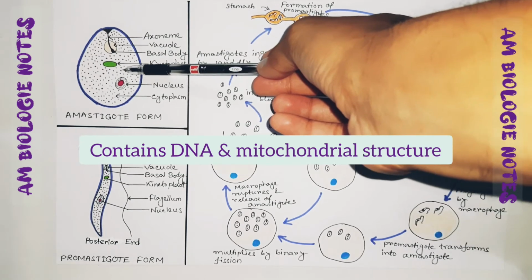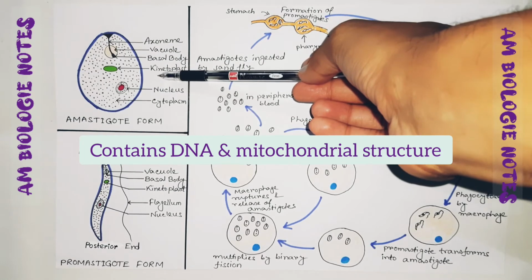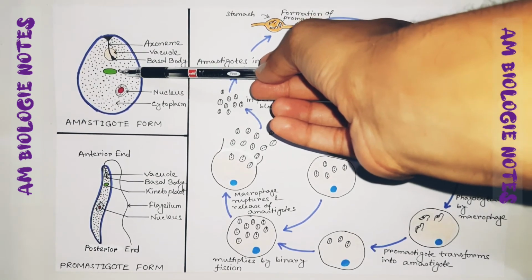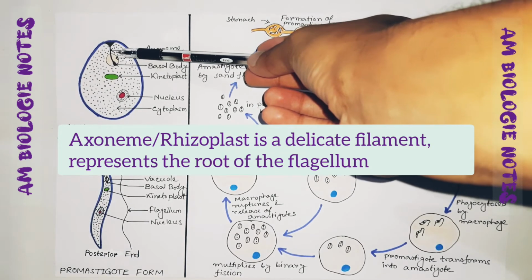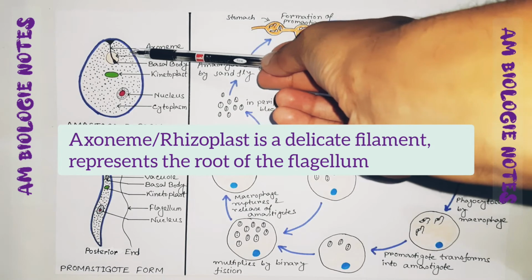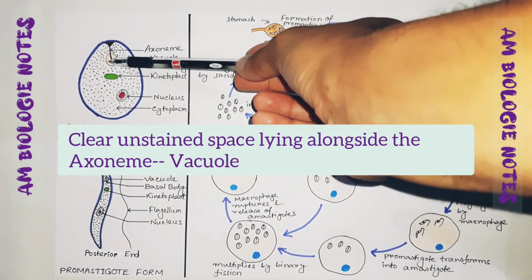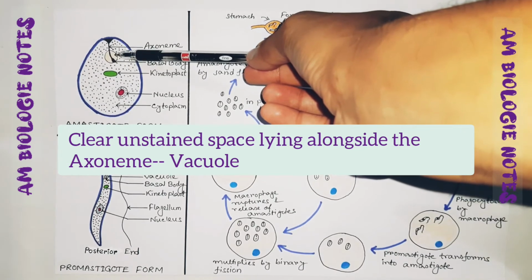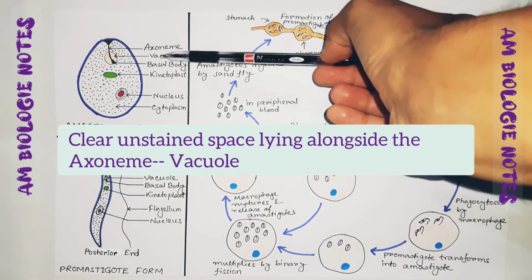This is the kinetoplast, which lies tangentially or at right angles to the nucleus. It comprises a DNA containing body and a mitochondrial structure. This is the axoneme or rhizoplast. It is a delicate filament and represents the root of the flagellum. There is a clear, unstained space lying alongside the axoneme called the vacuole.